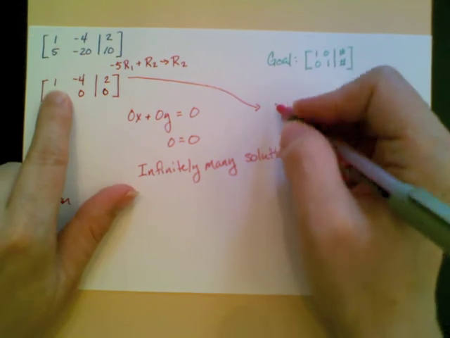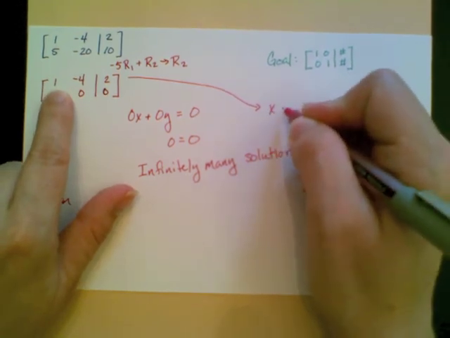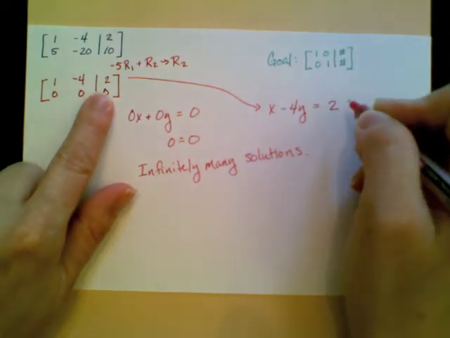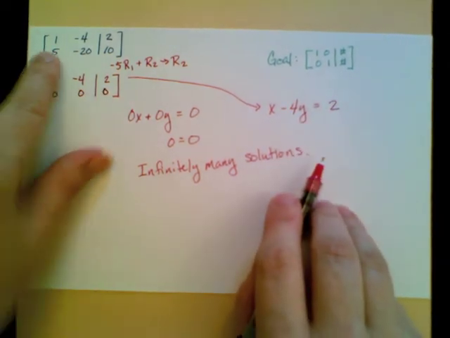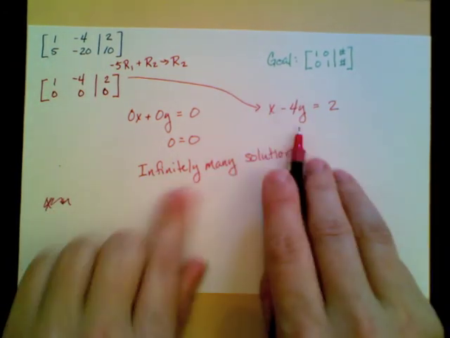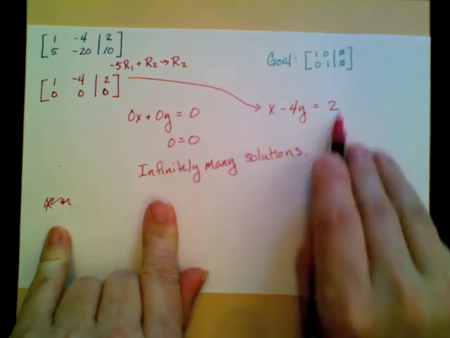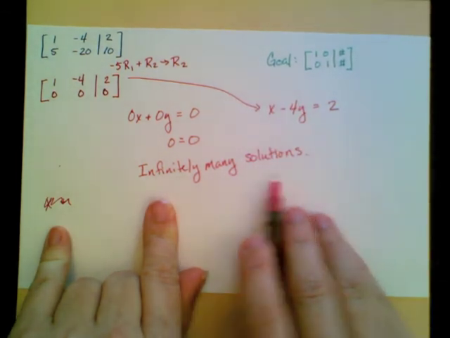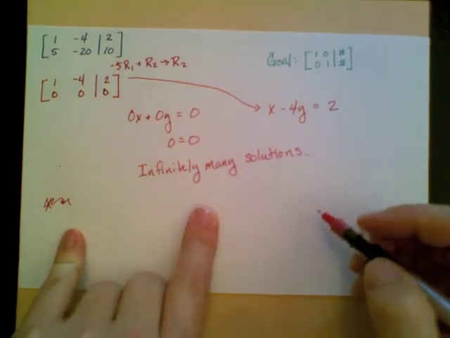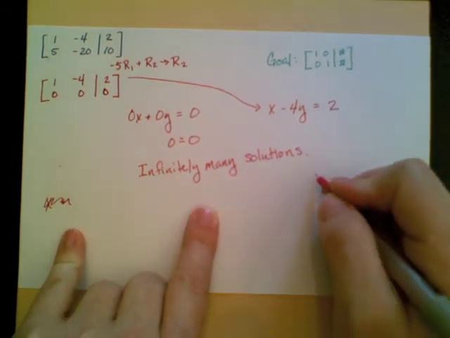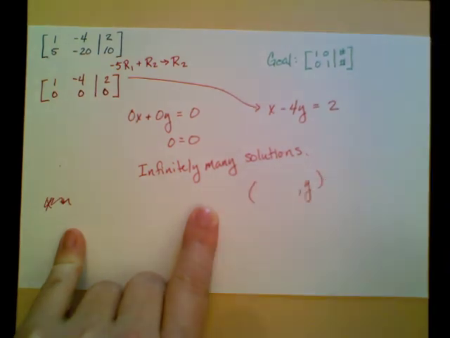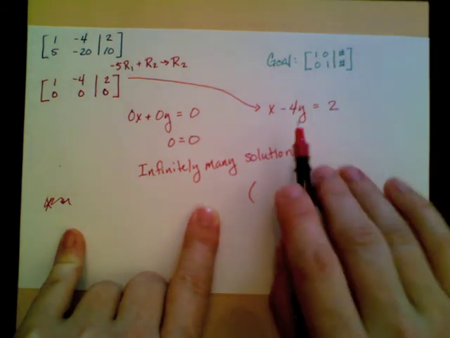So this row is 1x minus 4y equals 2. And the other equation, or the other row, was just a multiple of this. So this is really all we're working with. Every point on this line is a solution. I want to express my infinitely many solutions as a set of points. You read in the textbook last time how to do that.